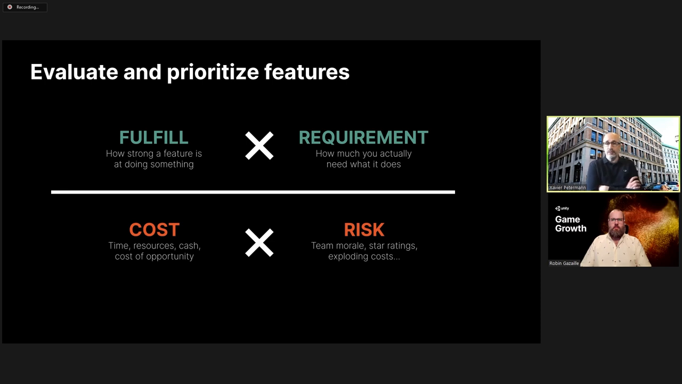So the order in which you release the subsequent features can be determined by a very simple calculation such as this one. How strong a feature is at doing something, probably based on the motivation that we saw on the previous slide, and how much you actually need that thing. On the previous slide, we saw fantasy was really strong. So if something delivers on fantasy and it delivers really well on fantasy, it fulfills it, then you probably have something strong. And you divide it by the multiplication of cost and risk. And all of that gives you some kind of number that you can use to prioritize the different features and introduce them in the game in the order that makes sense.